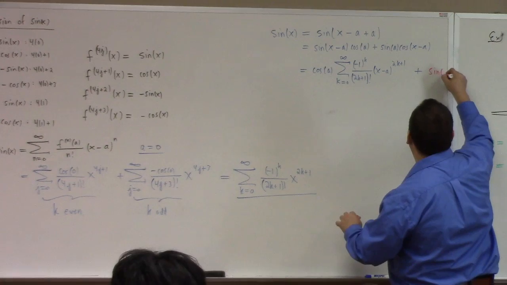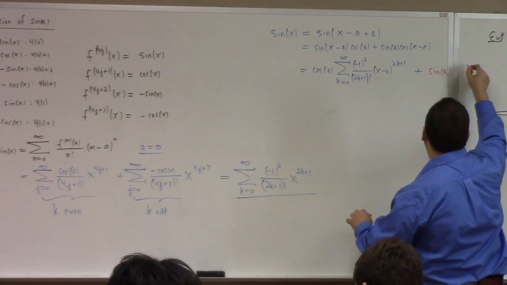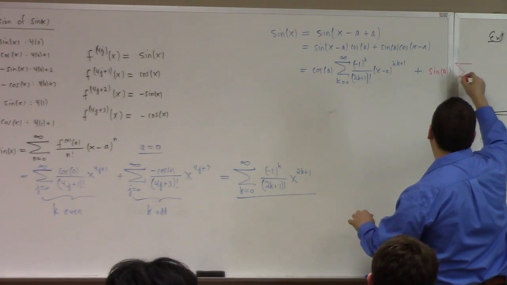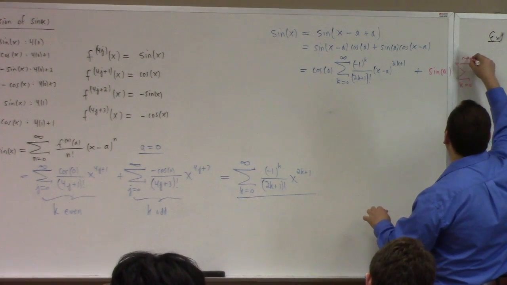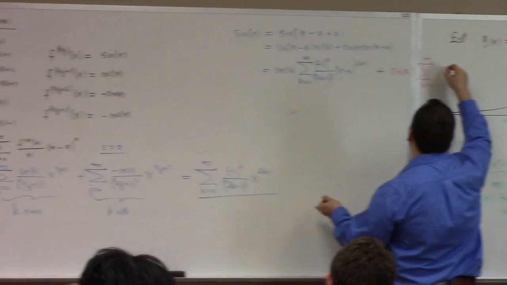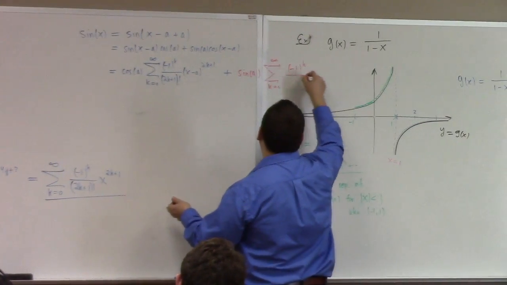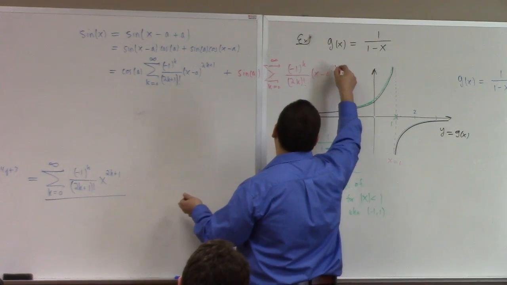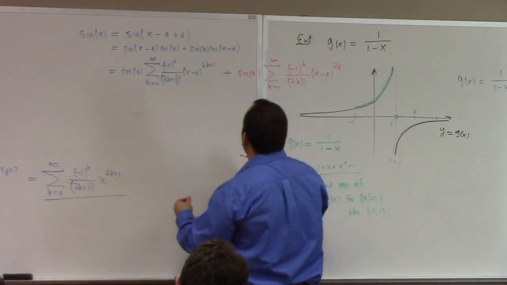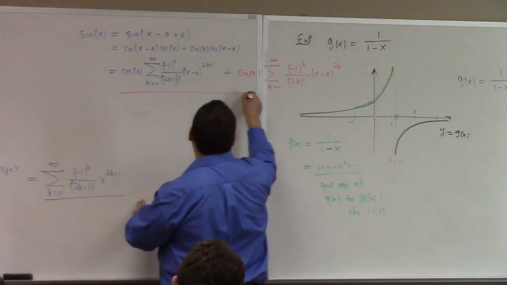sine of a times the sum k equals 0 to infinity. So now I'm putting in the power series for cosine, which is (minus 1)^k over (2k) factorial times (x minus a)^(2k). And so there you go. That's actually the answer to the question you asked me.